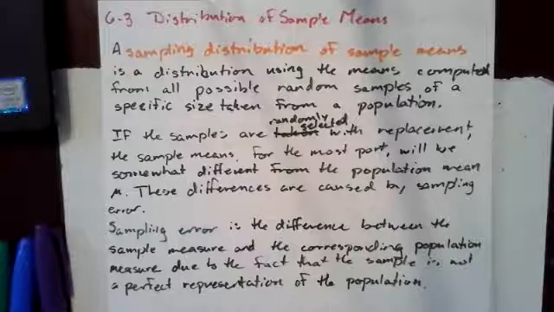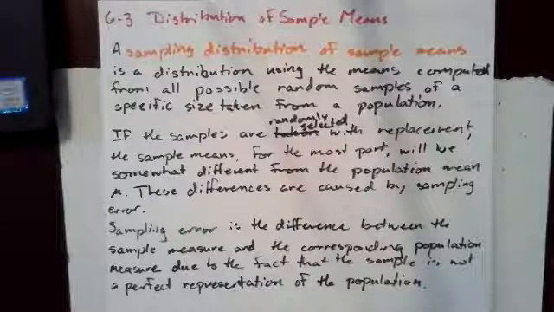The sample means, for the most part, will be somewhat different from the population mean, mu. These differences are caused by sampling error. Sampling error is the difference between the sample measure and the corresponding population measure due to the fact that the sample is not a perfect representation of the population.